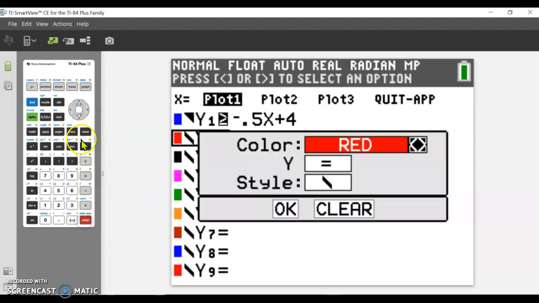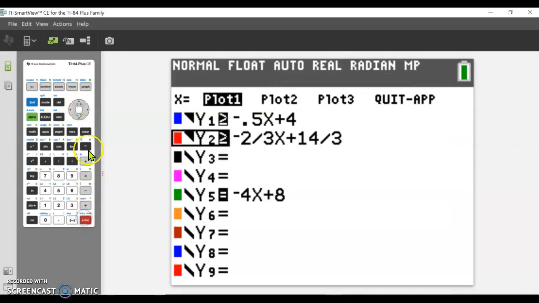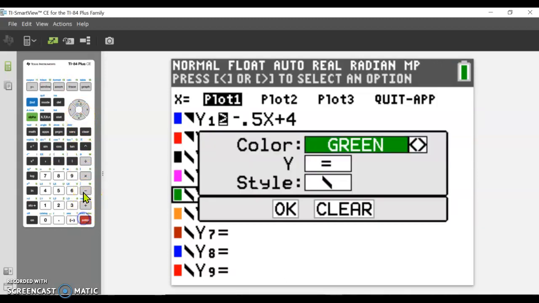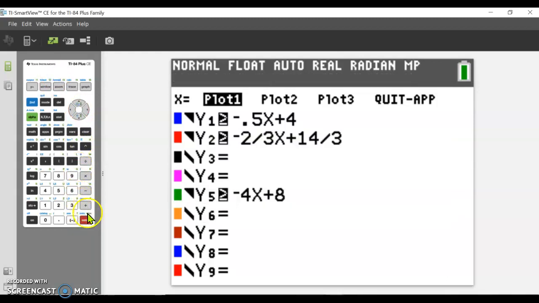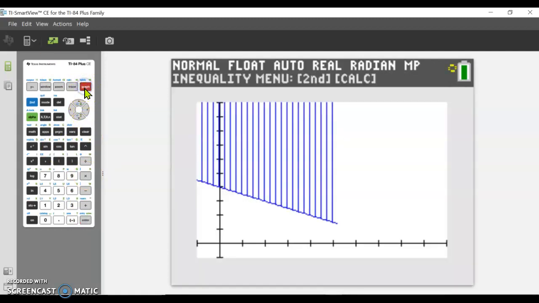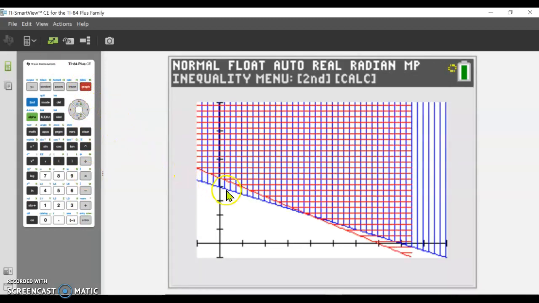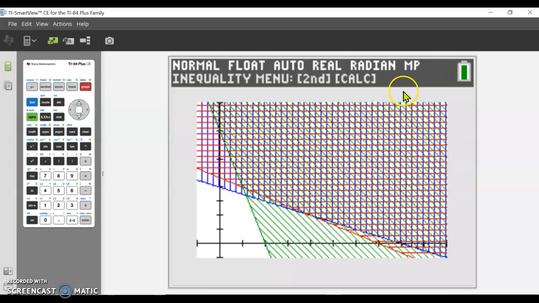Hit enter. Need another greater than or equal to right there, hit enter. And then this was also a greater than or equal to. Okay. And I'll show you how to do it without the calculator too, because even though the calculator is nice, it isn't always the most efficient approach.